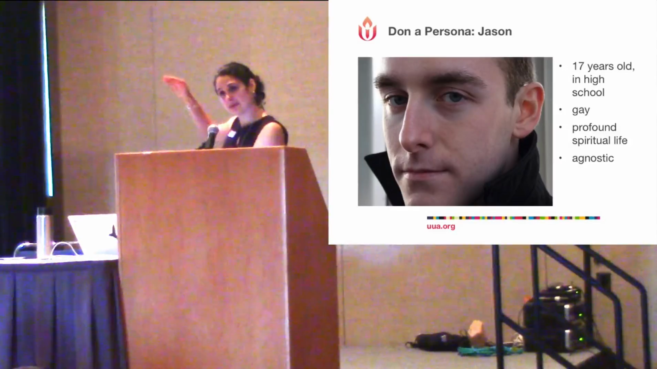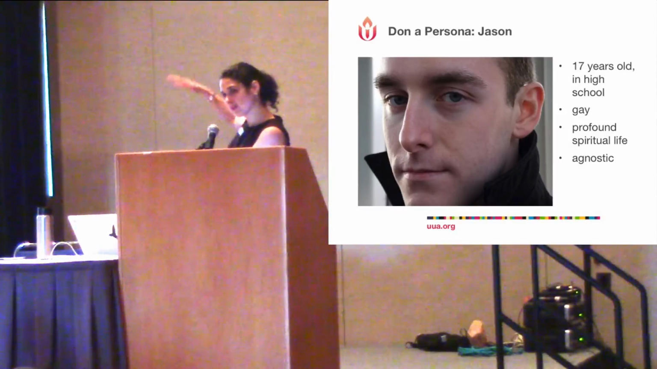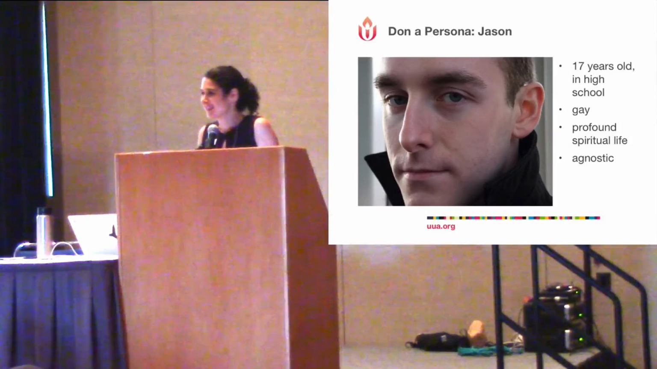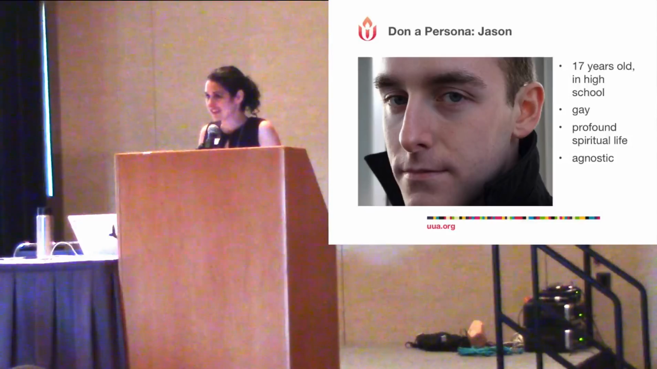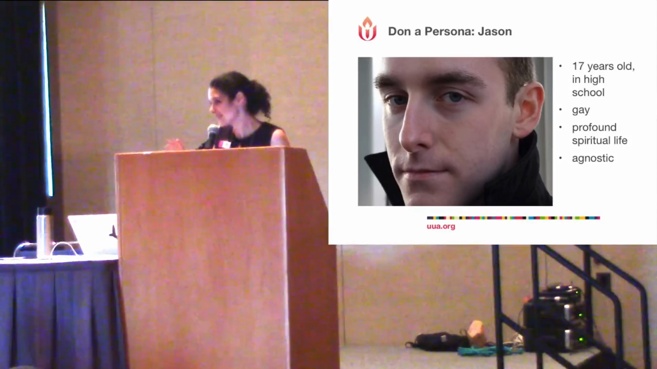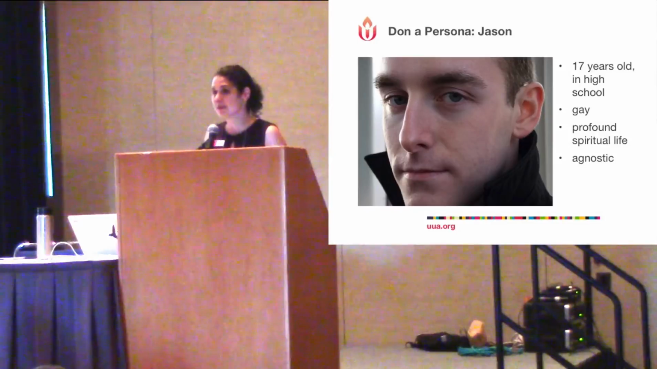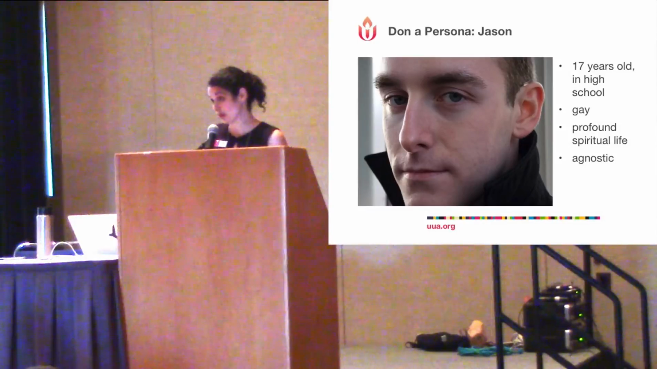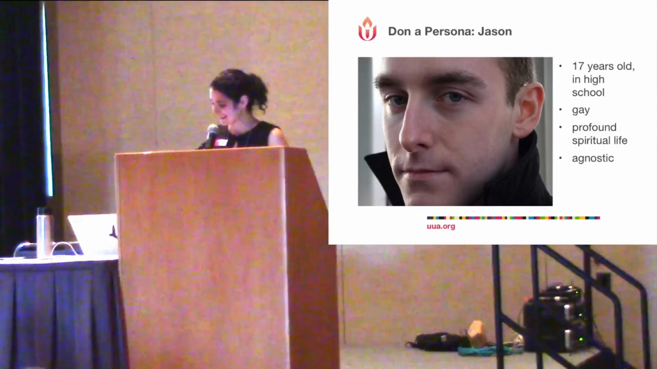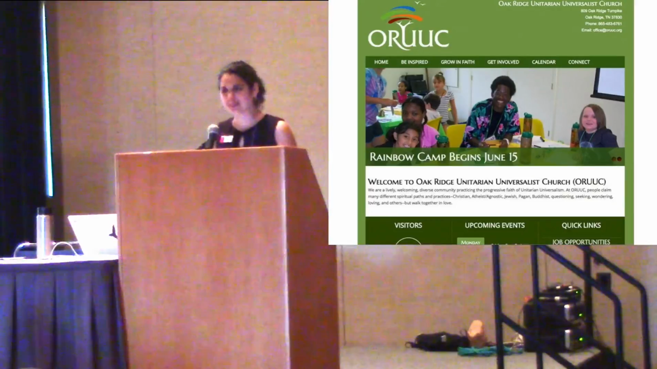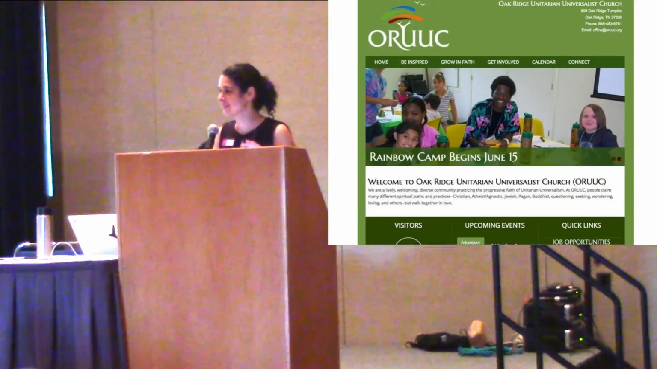So in developing a persona, what are some key things about this person? What are they looking for? So Jason, for this case, we'll say lives near Oak Ridge, Tennessee, which is not always a gay-friendly area of the country. And a friend tells him that his spirituality sounds so UU, and that he should go check out the website of the Oak Ridge UU congregation. So let's look at this website through Jason's persona.